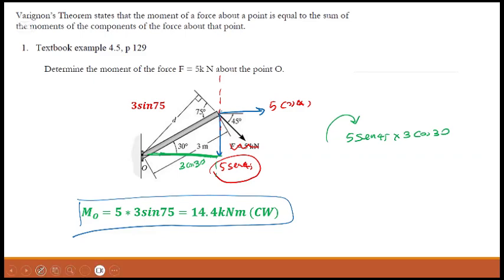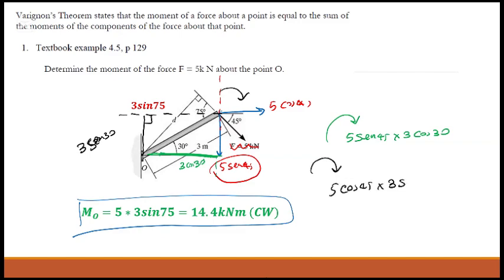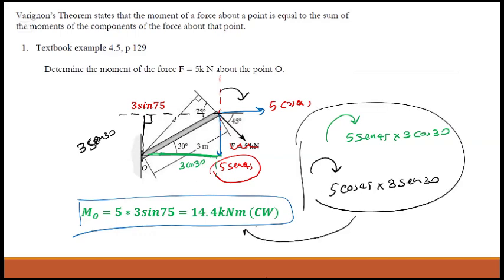Yes, that's totally fine. Then we do this one, extend this and draw a perpendicular line. That will be 3 cos 30, isn't it? Sorry, 3 sine 30, because it's the opposite side. And it is in the clockwise direction as well. So that one will be 5 cos 45 times 3 sine 30. So if you add these two together, do you still get this number? Yes. Okay, so that's also right. Only 2 steps.